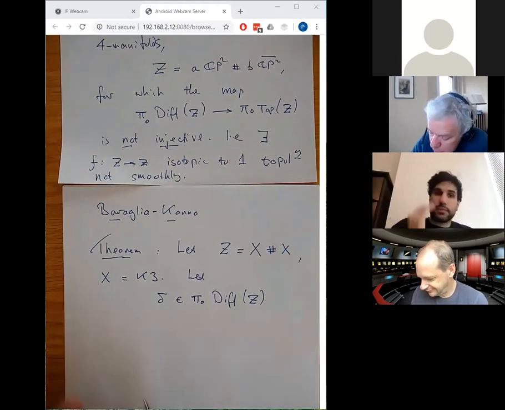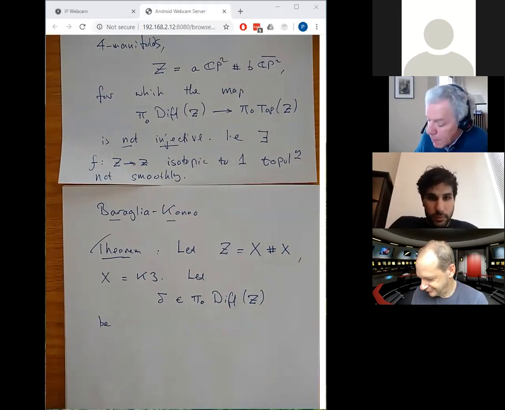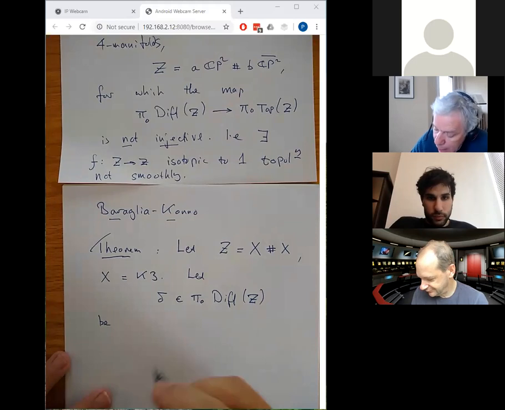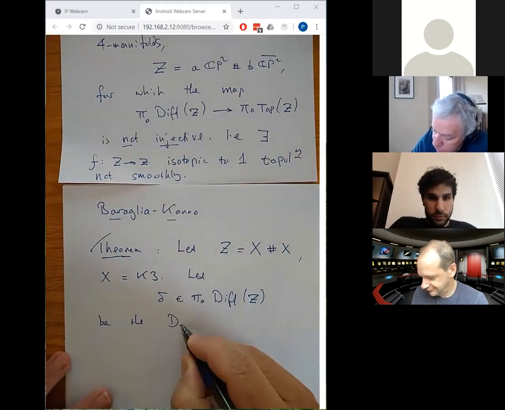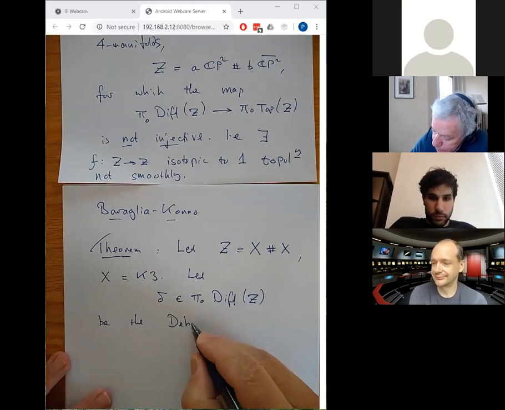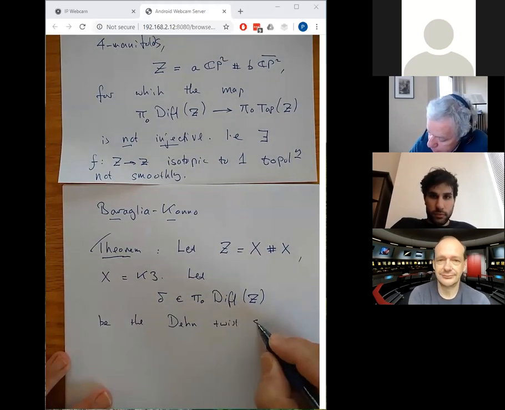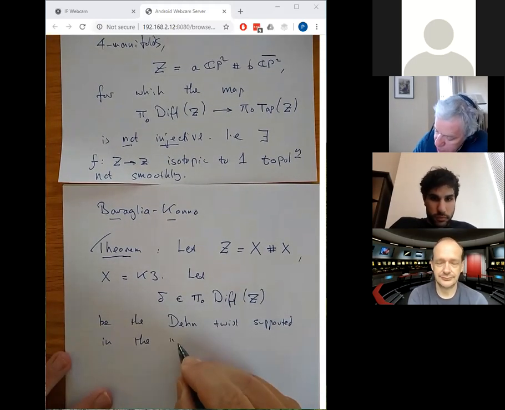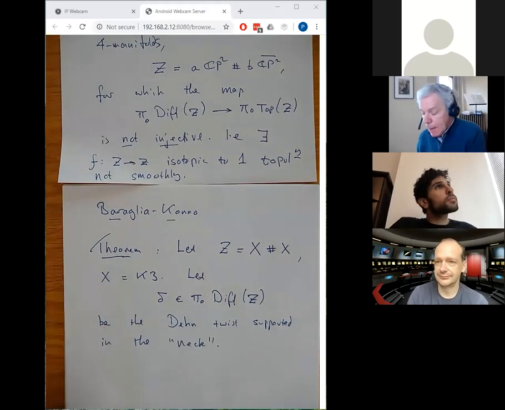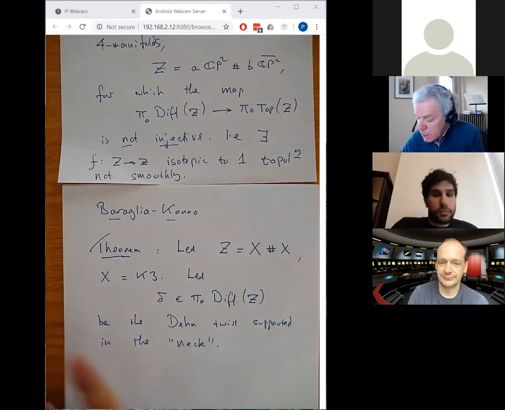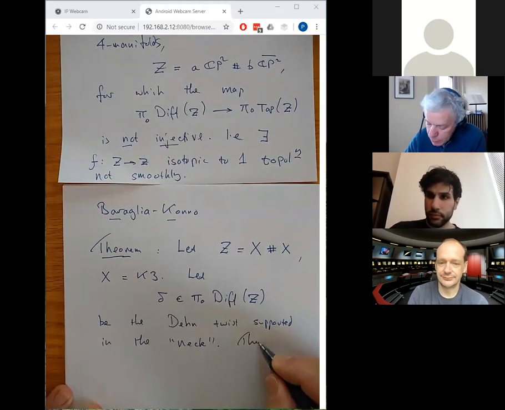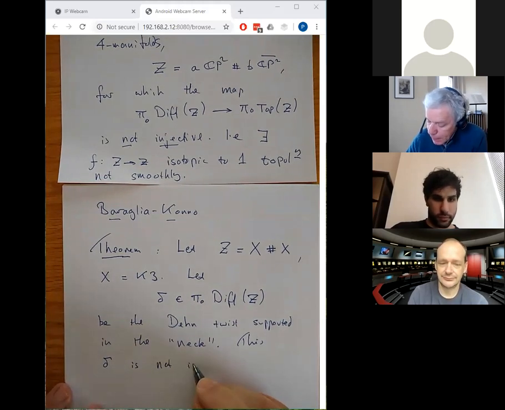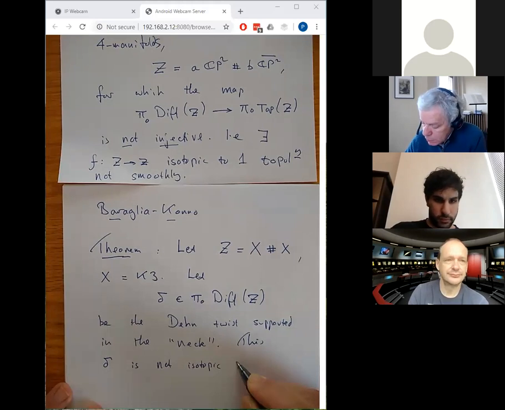I think it's a self-diffeomorphism of Z, and it's a generalization of the two-dimensional self-diffeomorphism of a surface, which is the Dehn twist. And I'll carry on calling this the Dehn twist, even though we're now in 4 dimensions. And this is supported in the neck. And I'll draw a picture and explain in a moment. Then the theorem states that this delta is not isotopic as a diffeomorphism to the identity.